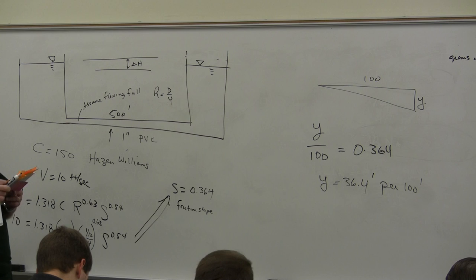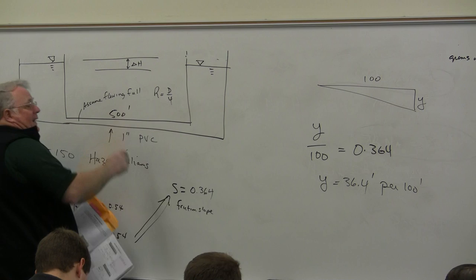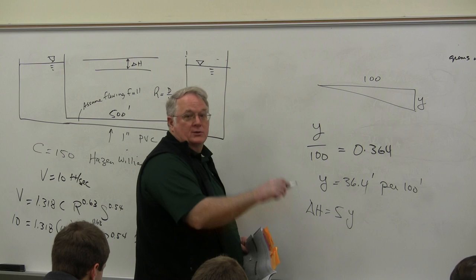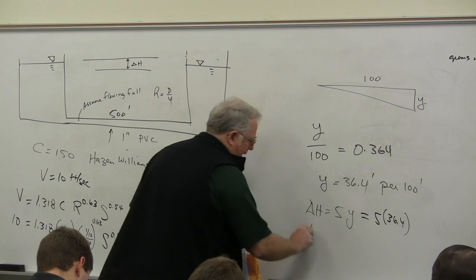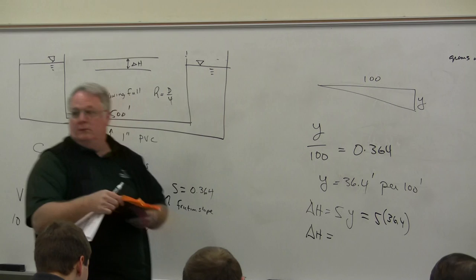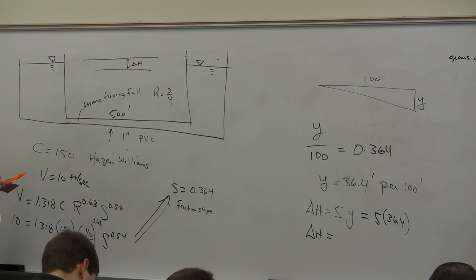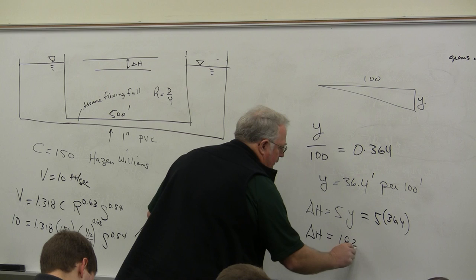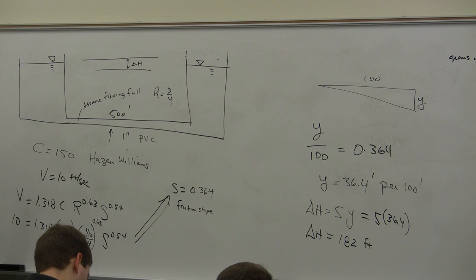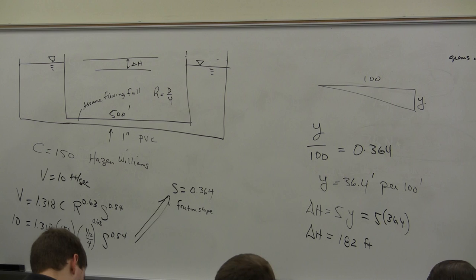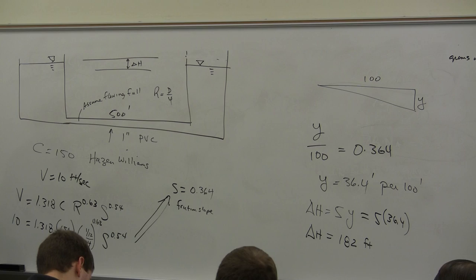So how do we get the drop? How do we get delta H? Delta H equals 5y, because there's 500 foot. So it's 5 times 36.4. So delta H, when you multiply 5 by 36.4, you get 182. 182 feet is the motivating force behind flow here. And the only thing we have is the drop in the elevation. Okay? So it's 182 feet. And that's one of our exact answers, 182. So that's C. Okay?